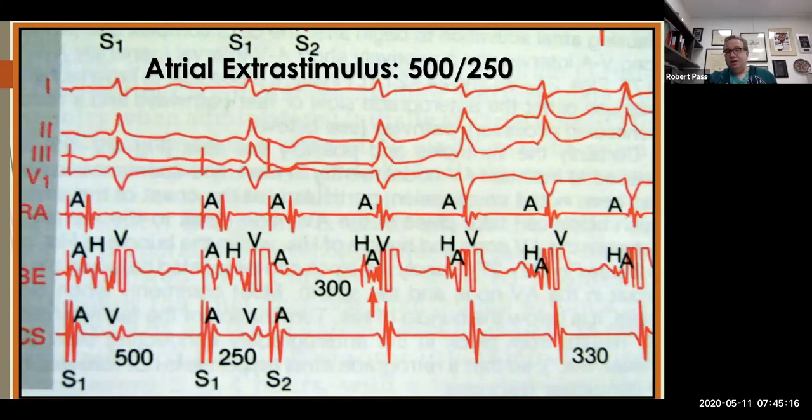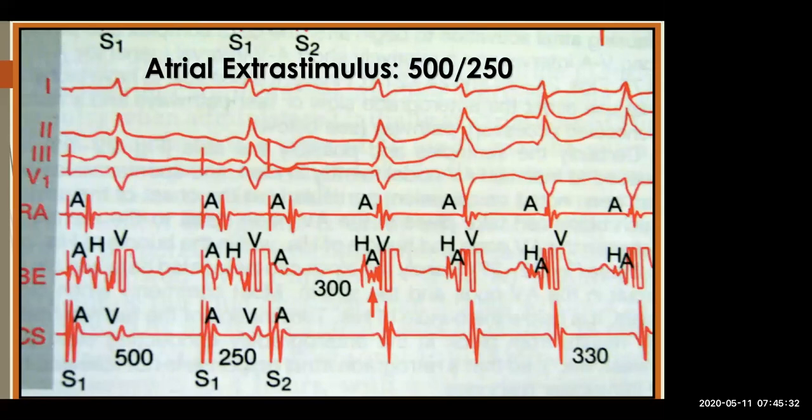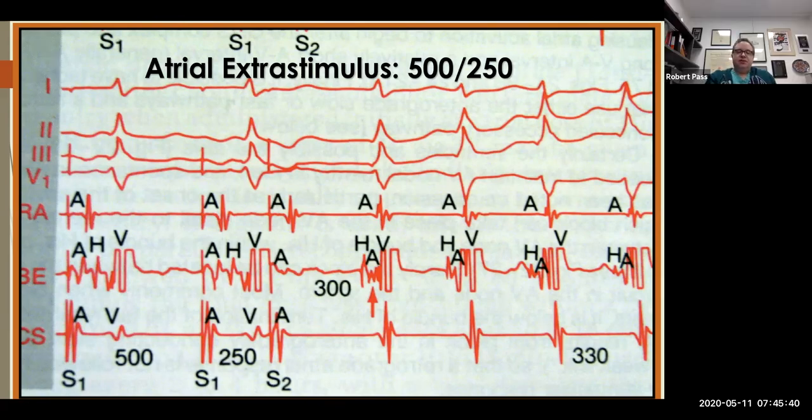Just so I can remind you, over here they're giving us the cycle length of the R to R interval, which is 330, right? Which is close to 200 beats per minute, just FYI. Right. So I agree with you, we're pacing at cycle length 500.